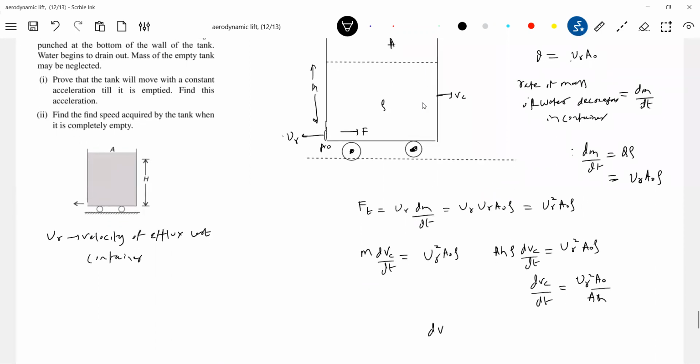Let me substitute here, dVc by dt. UR square equal to 2gh, A naught by AH. So this will get cancelled. Look at A naught, A, 2g. So this is the acceleration of container.